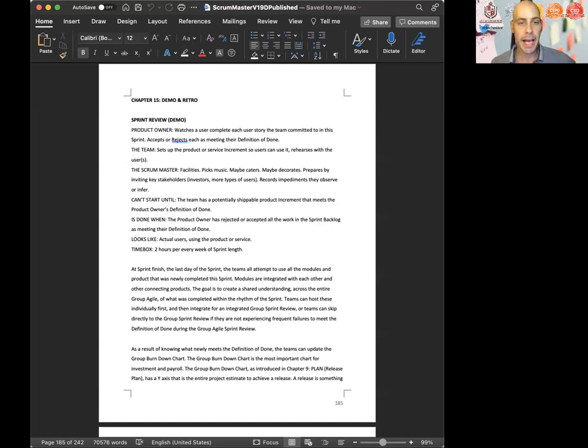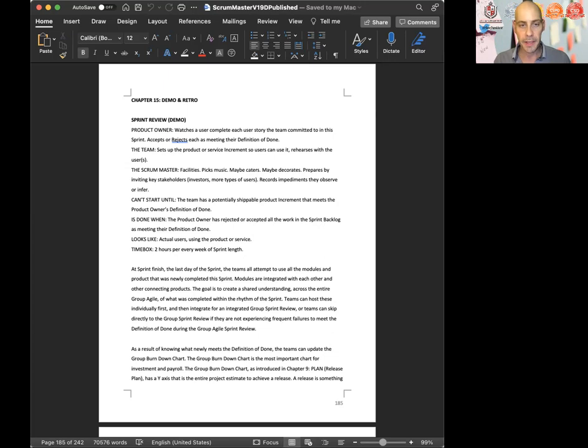Looks like actual users using the product or service. Time box, 2 hours per every week of sprint length. Now that is a maximum. Since sprint review is just watching the customer use it, it needs to be short to keep their excitement. A good sprint review is 5 minutes or less. Then with as much conversation afterwards, more feedback, product backlog refinement, etc. But the actual review, the actual customer using the product, is intended to be now 5 minutes or less. In fact, it was originally intended to be that at MIT's Media Lab where demo came from.